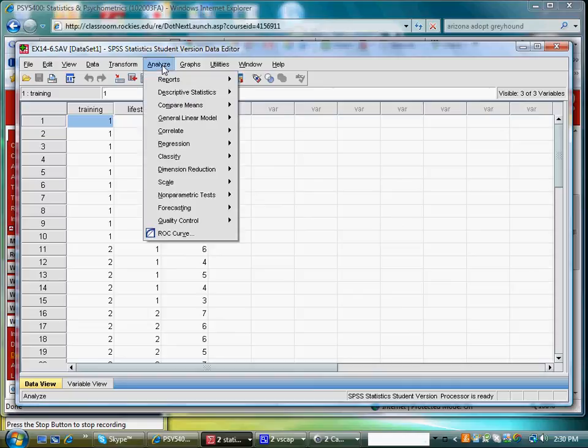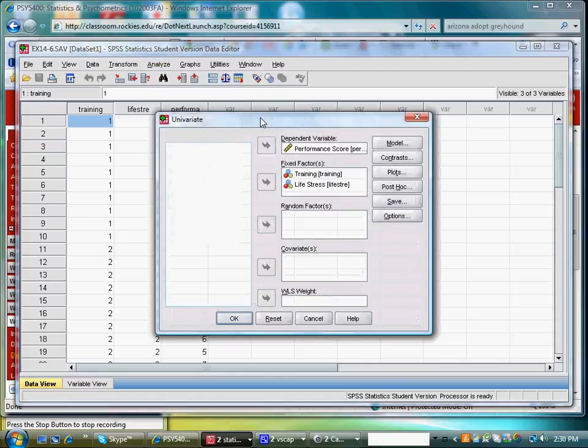To do a two-way ANOVA, we actually go someplace different. We go to General Linear Model, Univariate, and now performance is still your dependent variable, and your factors are going to be training and life stress. For the purposes of this class, you're never going to have to put anything in any of these boxes below here, so don't do that. Just keep them up with fixed factors.